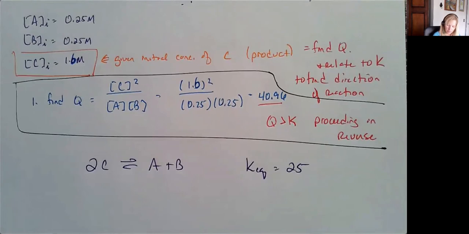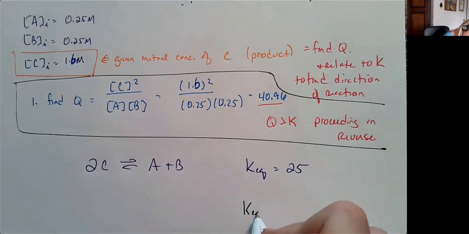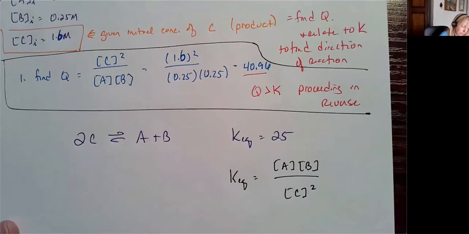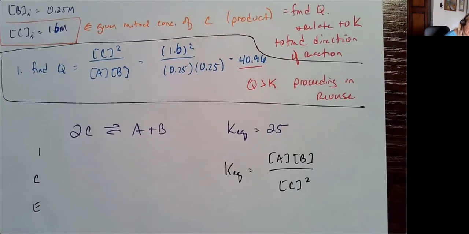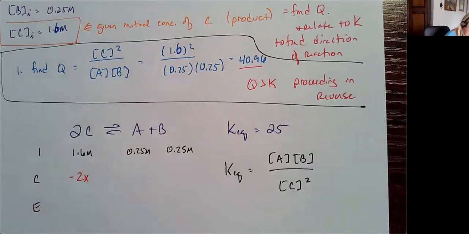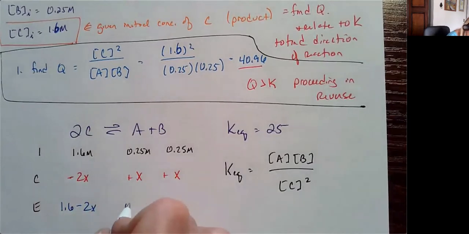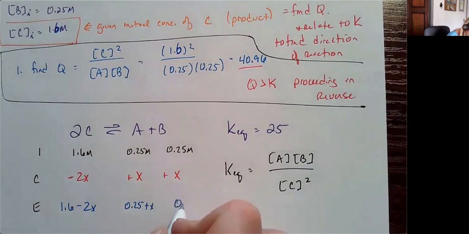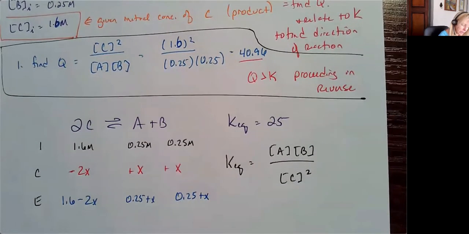Now I'm going to go through my steps. I'm going to write my mass action. Because now my reaction's going in reverse, this is going to be reversed. I'm going to write my ICE table. So I'm going to write my initial concentrations. My change: this is going to lose 2x, because it's proceeding this way, so this is going to lose, and these are going to gain. My equilibrium concentrations: this is going to be 1.6 minus 2x. This is going to be 0.25 plus x, 0.25 plus x. I'm going to plug those into my mass action and solve for x.